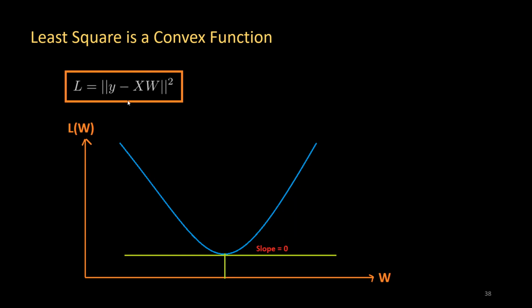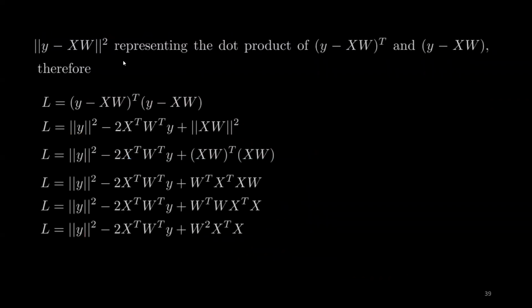Let's calculate the slope of this least square function and put it equal to 0. So this is our least square function. Now the next step is we want to expand this into two brackets. Now this is a square. If I want to expand it, this is basically the dot product of two brackets, that is (y minus xw) transpose and (y minus xw). So here is the expansion. Now we want further expansion. We want to open these two brackets.